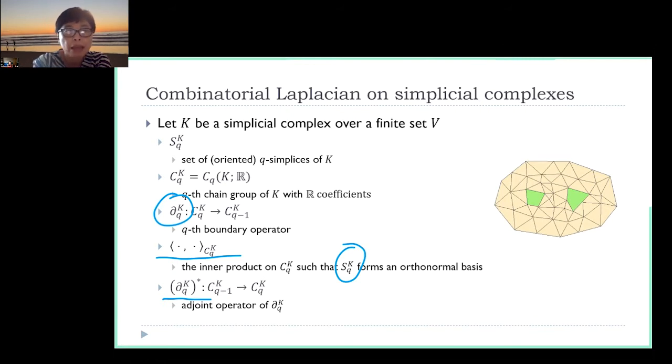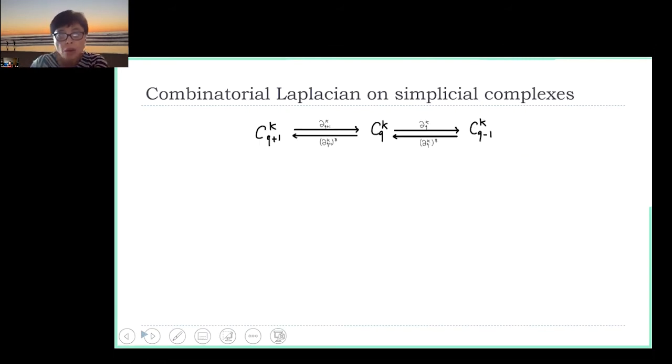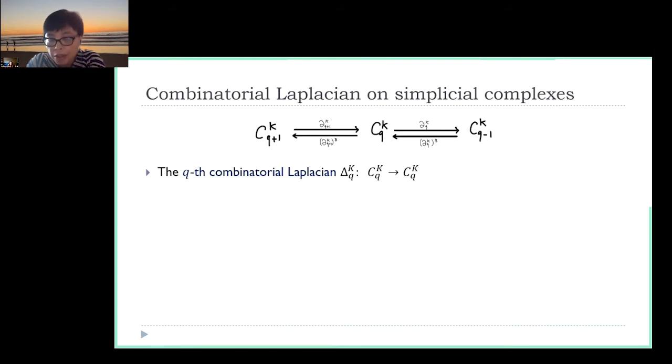All right. So now, what we just defined is simply, all the notations are here. We have the Q's chain group, and we have the boundary operator that maps this to the Q-1's chain group, and we also have the dual of the boundary operator to map it back to the Q's chain group. Okay, and the combinatorial Laplacian.